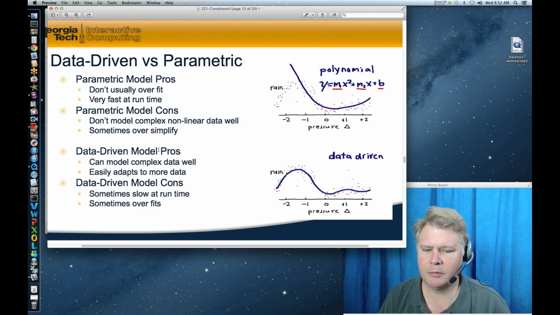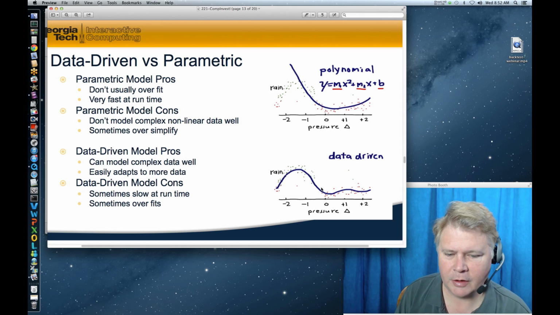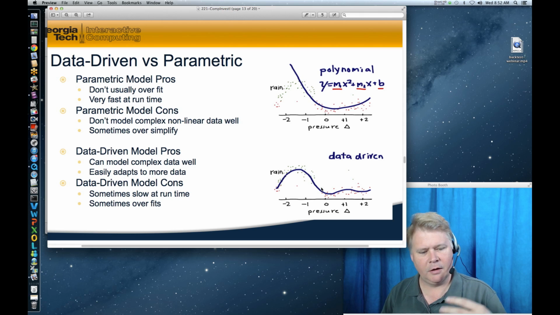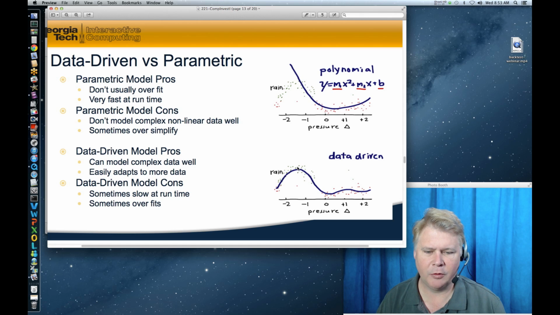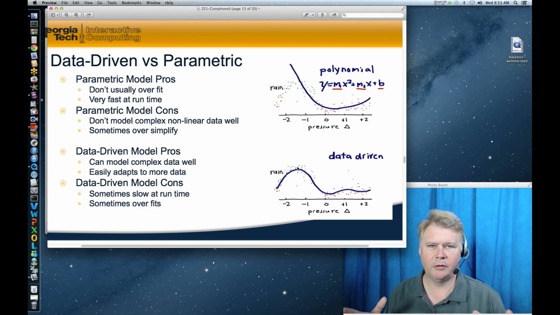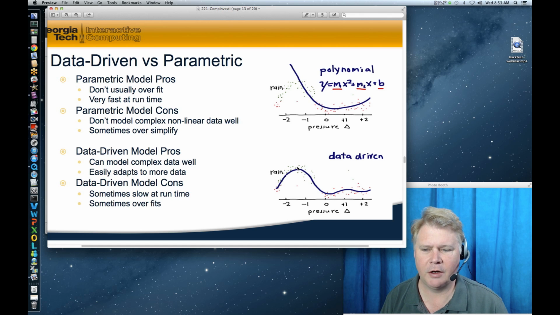Now, if we look at data-driven, a pro for data-driven is they can model fairly complex data very well. Another nice thing about data-driven is it's easy to add data and remove data. So, for instance, these dots might represent the most recent few months of barometric pressure and rain data, and if we want to drop off the older data and add new data, it's a trivial thing to do with data-driven models. And you can do it continuously, and you don't have to relearn. You just use the data directly.